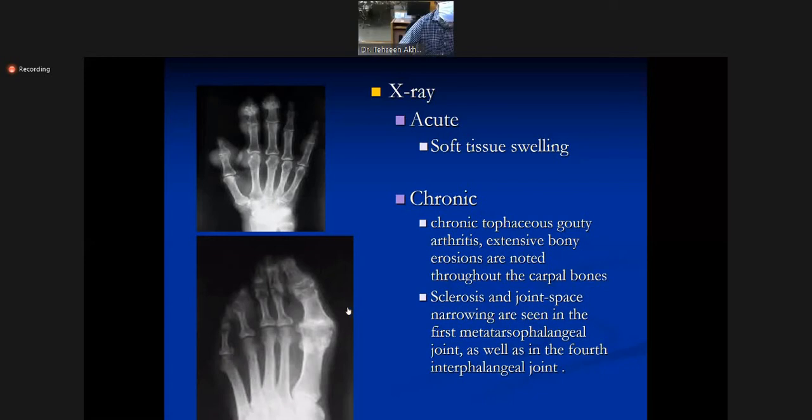So, sclerosis and joint space narrowing are seen in the first metatarsophalangeal joint. So, X-ray usually doesn't add, except in chronic cases, where we have some findings. But in acute cases, we do not have any finding but soft tissue swelling.